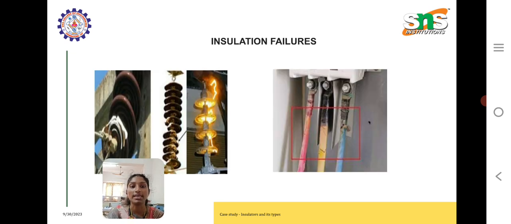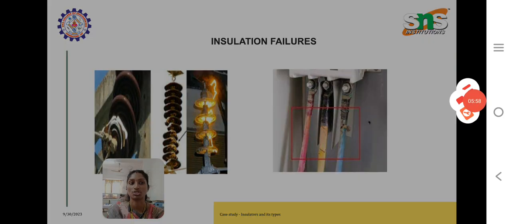So what are the insulation failures we call? See, in the first picture the porcelain strings are not proper, so that leads to insulation failure, and that leads to fire accidents. And see, in the second picture, the wire is out of the insulation. So this type of insulation should be proper in order to save many lives. So this is the main case study that I wanted to discuss today. The main importance of insulators in transmission and distribution. Thank you.